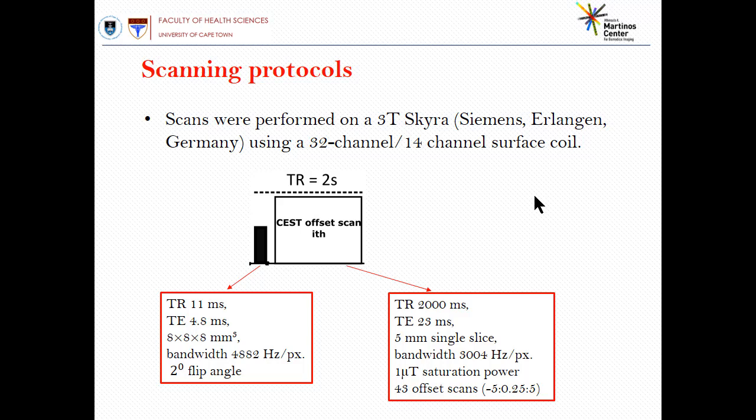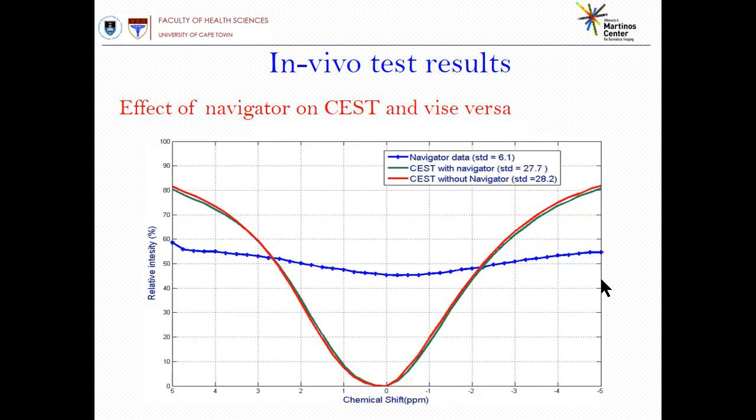The scanning protocols used were as follows. For the navigator, low resolution images were acquired with just a 2-degree flip angle. For the CEST, 1 microtesla saturation power, where long saturation was applied, and 43 CEST scans were acquired between -5 and 5 parts per million with respect to water.